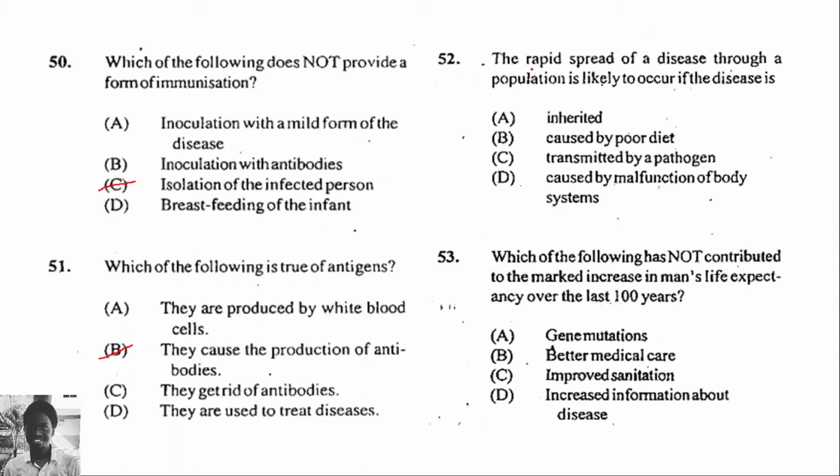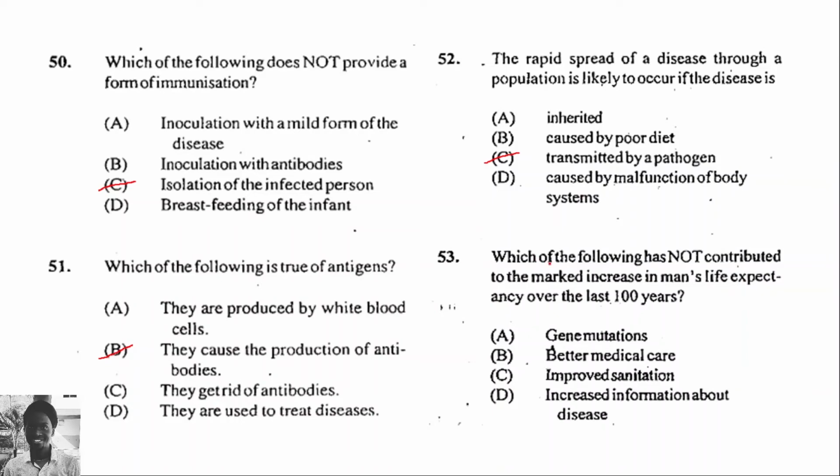Number 52. The rapid spread of a disease through a population is likely to occur if the disease is A. Inherited, B. Caused by poor diet, C. Transmitted by a pathogen, and D. Caused by malfunction of body systems. Okay, the answer here is C. Transmitted by a pathogen.